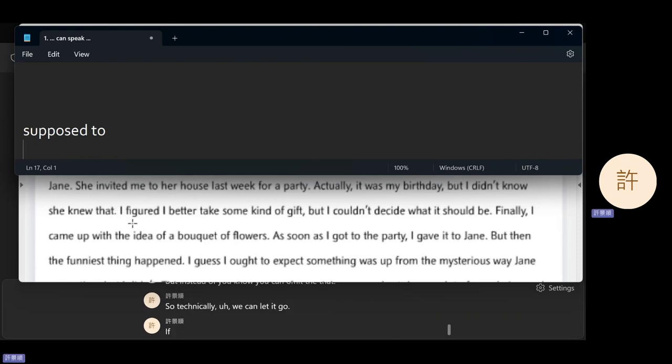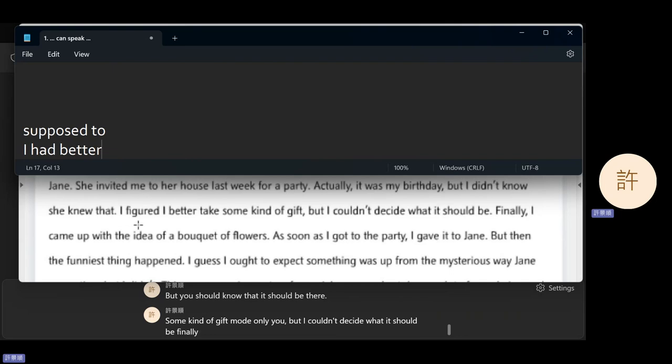I figured, figure means guess. I figured I better take some kind of gift. Okay, so it should be I had better. 我最好或是我宁可。 Again, if you're talking to somebody, it's okay to skip this had, but you should know that it should be there. Some kind of gift, 某种礼物, but I couldn't decide what it should be.